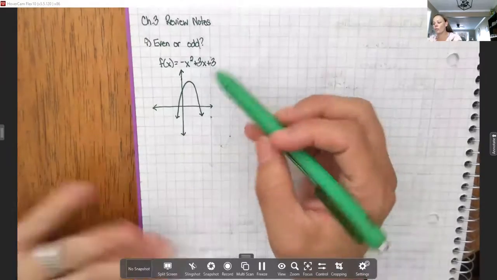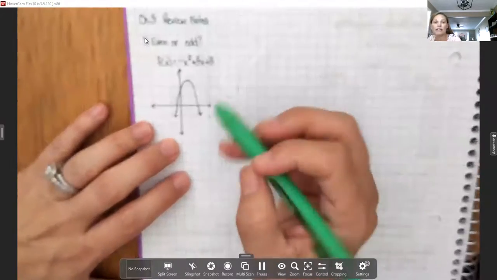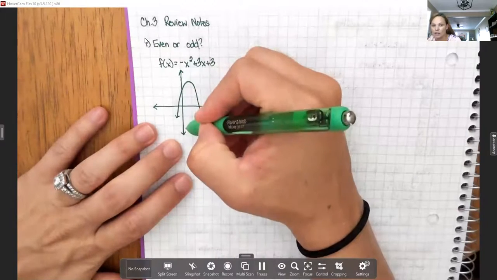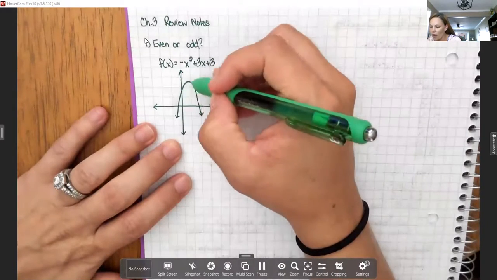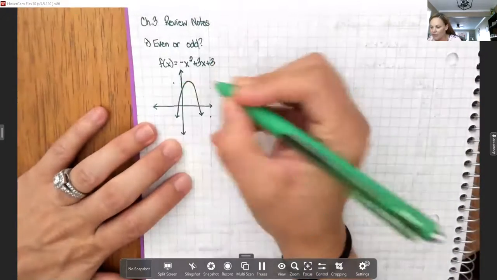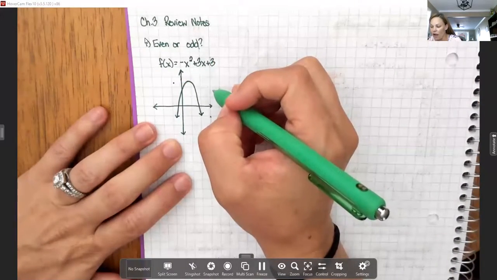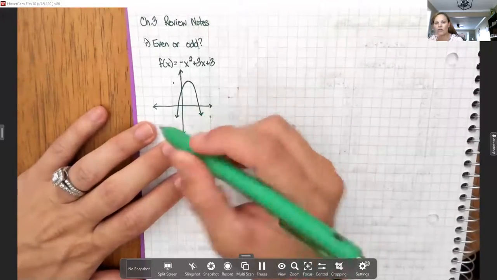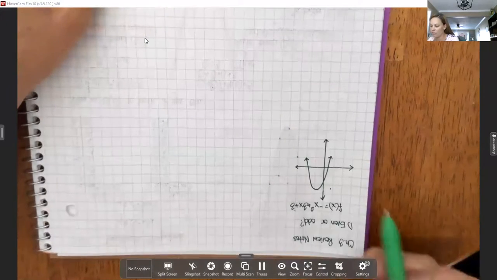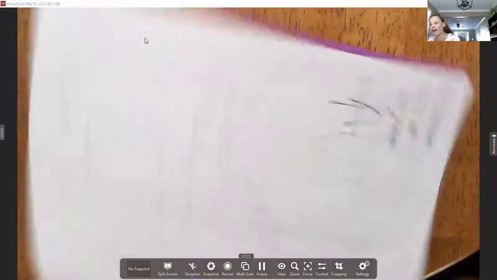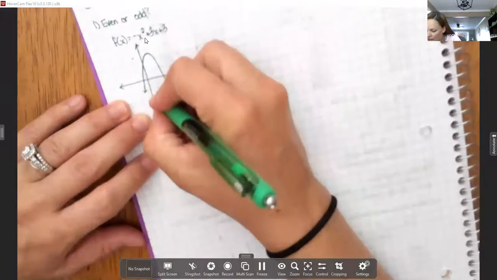So from the graph, remember, if it's even, it's going to have reflection symmetry across the y-axis. So if I reflect this across the y-axis, this vertex is going to end up over there. It's not going to be the same vertex. So it's not even from the graph. And then if it was odd, if I turn my paper upside down, it would look the exact same. And this doesn't. Now we have a parabola that opens upward. So it's not odd either. So from the graph, it's neither.